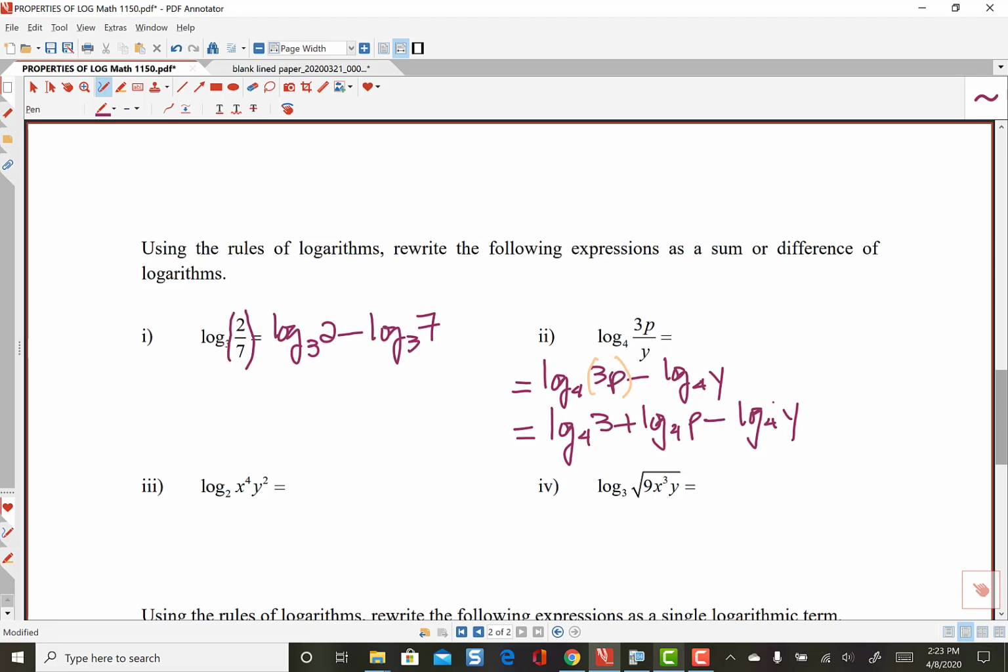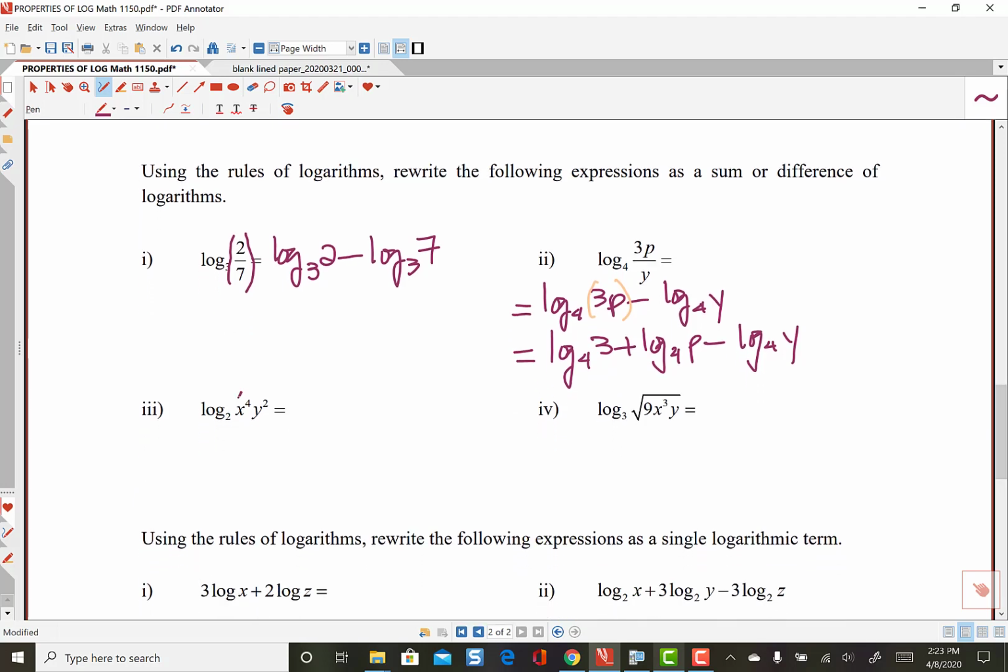All right. Now let's see here. This is problem number 3. Again, we have a product. We're multiplying here. So first of all, I'm going to write this as the log base 2 of x to the 4th plus the log base 2 of y squared.